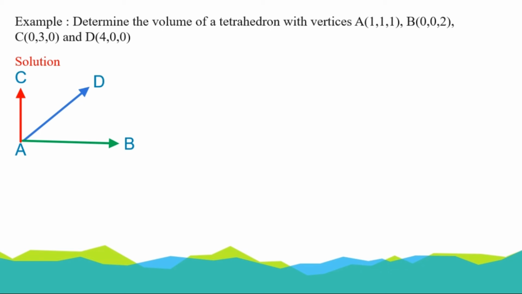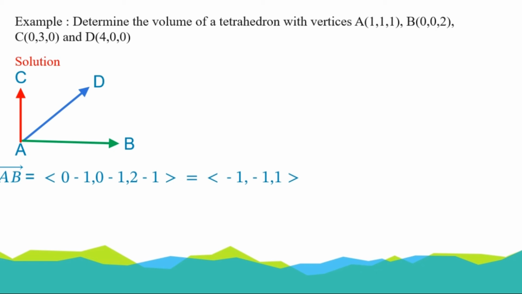Now, if we are to get AB, for example, AB is the same as OB minus OA, where we take the components of vector OB and subtract the components of vector OA from those of OB, so that we shall have 0 minus 1, 0 minus 1, 2 minus 1, which gives us -1, -1, and 1.